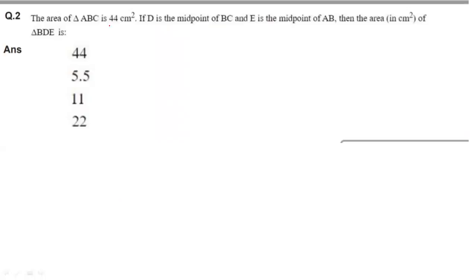Area of a triangle ABC is 44 square centimeter. D is the midpoint of one side. E is the midpoint of another side. Area of the triangle formed with BDE. So whenever two sides' midpoints are joined, you form a small triangle which is perfectly 1/4 of the bigger triangle. So 44, 1/4 is 11. So go to the next question.